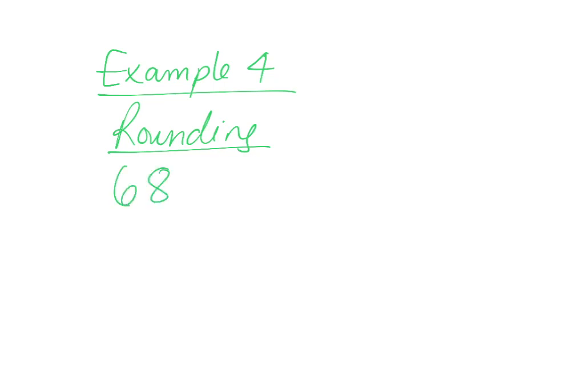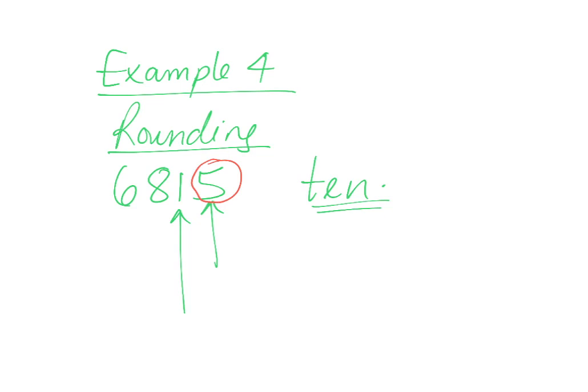So they say round this number 6815, number 40, to the nearest 10. So remember, this is the ones place, and that is the tens place. So if they ask us to round to the nearest 10, we ask ourselves, is this number in the ones place greater than or equal to 5? And the answer is yes.